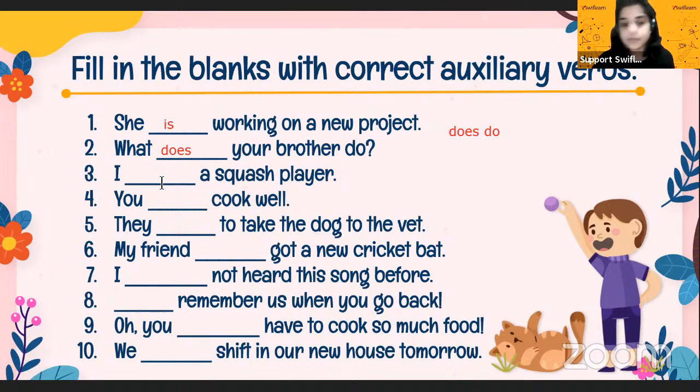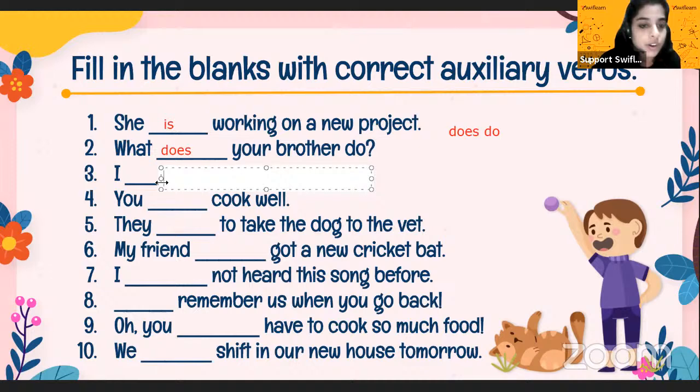Now the third one. I dash a squash player. What will come with I? This is very easy. I what? I is, I are, or I am. Very easy. Try to answer what comes with I. This is very simple. No, no, no. Have to is not going to come here. I have to a squash player is not the correct answer. Manya again has given the correct answer: I am a squash player.